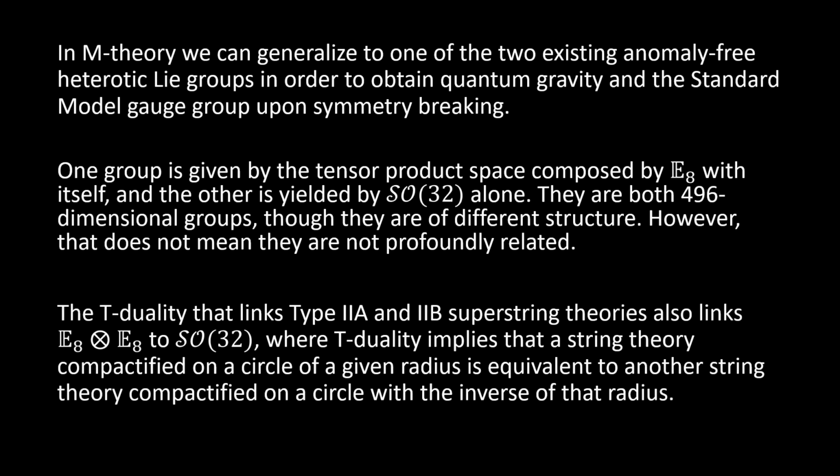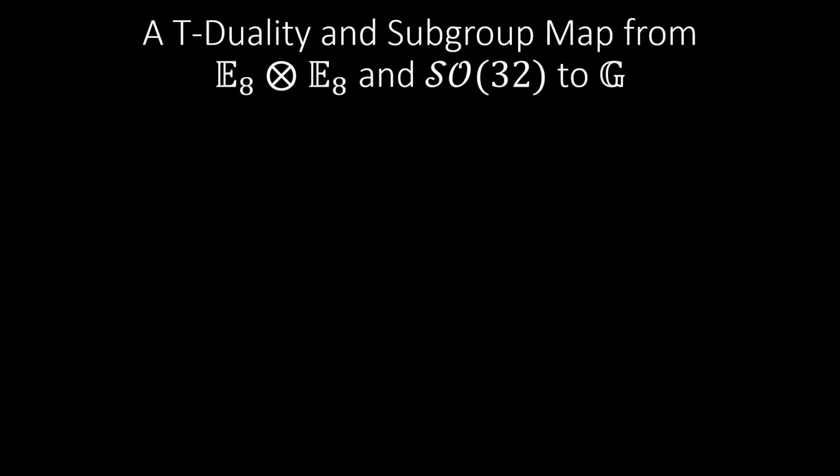The T-duality that links type 2A and 2B superstring theories also links E8 cross E8 to SO(32), where T-duality implies that a string theory compactified on a circle of a given radius is equivalent to another string theory compactified on a circle with the inverse of that radius. Let's map that out to give us a journey from E8 cross E8 and SO(32) to SU(3) cross SU(2) cross U(1).